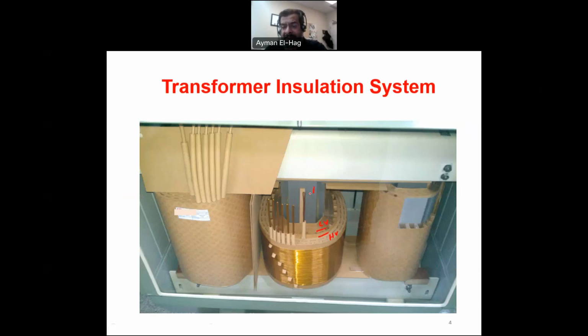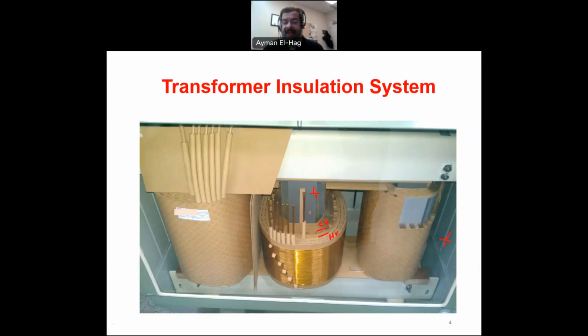The core is grounded, and the tank is also grounded. So there is a certain distance between the high voltage and the low voltage, between the low voltage and the ground, and between the high voltage and the ground. For this, we have what we call a clearance requirement: high voltage to ground, high voltage to low voltage, and low voltage to ground. So we need a test to make sure that, whenever there is an overvoltage, the transformer can withstand it and the clearance inside the transformer is enough.